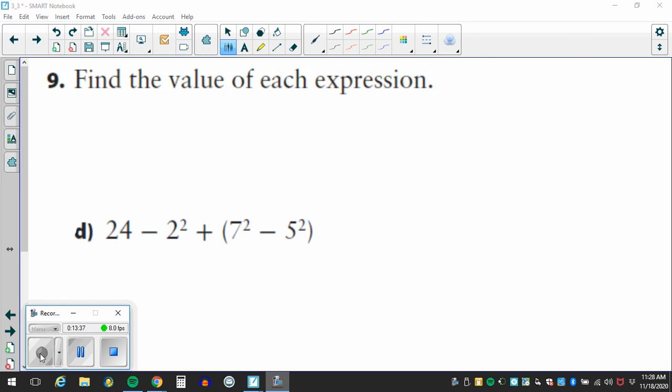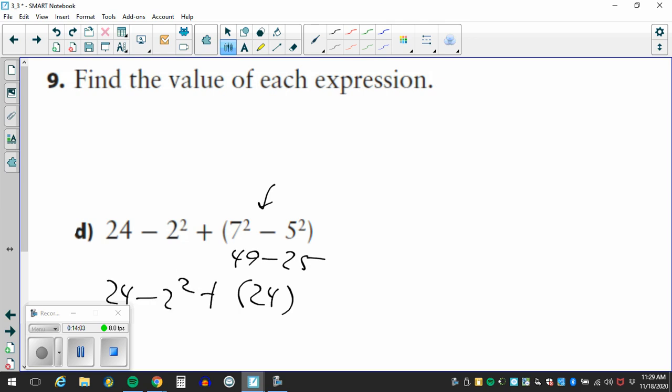And finally, your last question, question 9, gives you this long expression. This is kind of interesting because there are brackets here, and inside those brackets there are powers. So we have to simplify the exponents within the brackets and then subtract them. So I'm not going to write down the rest of the line yet. I'm simply going to simplify this into 49 take away 25 and get my answer of 24. I'm going to keep that in brackets, and then I'm going to bring down the rest. And I don't really need brackets around 24. I'm just going to put plus 24.